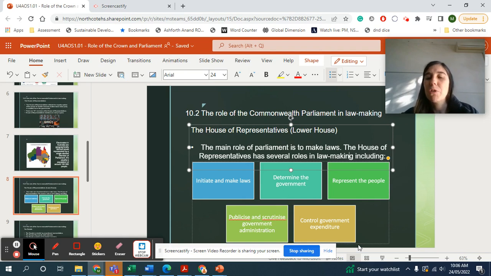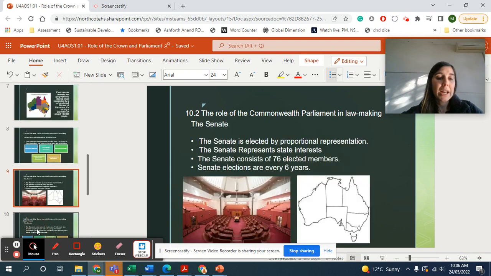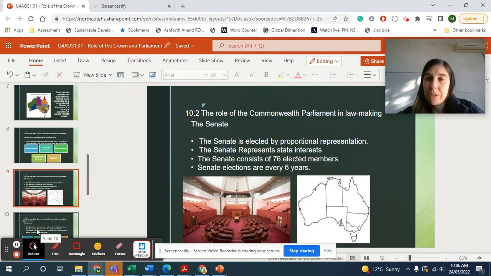The last role of the House of Representatives is actually to control government expenditure. So the government of the day needs to put through a bill related to spending, and this needs to be approved by the House of Representatives in order for the government to be able to tax people, allocate funds for certain policies, allocate funds to states, for example. So it's a way of ensuring that the government's actually thinking about their monetary policies and actually getting approval for those policies.